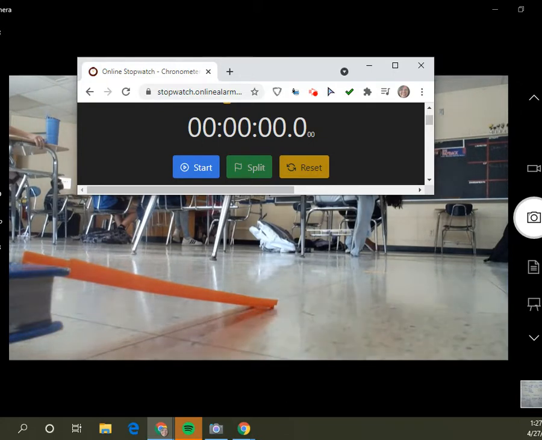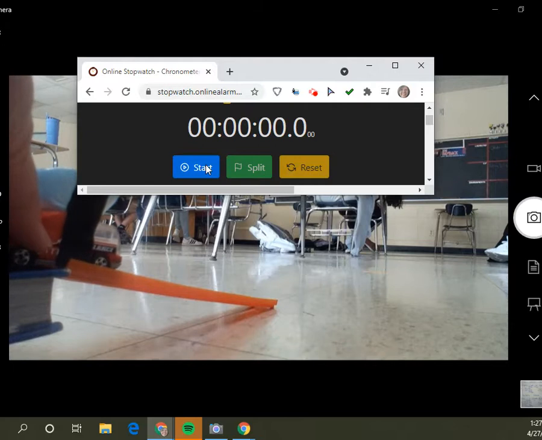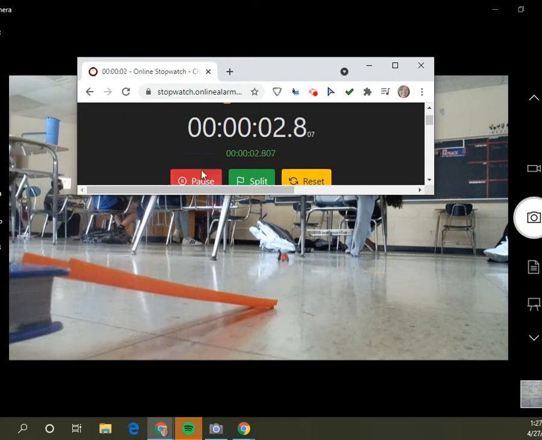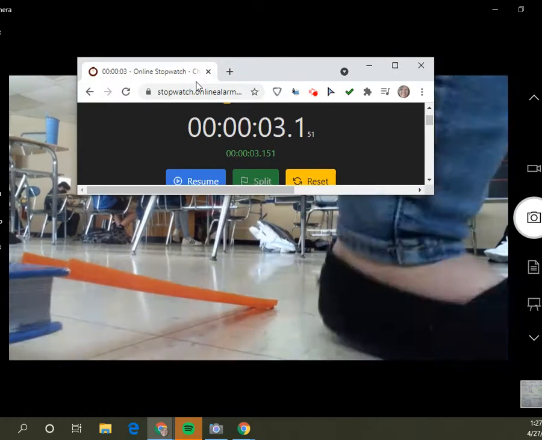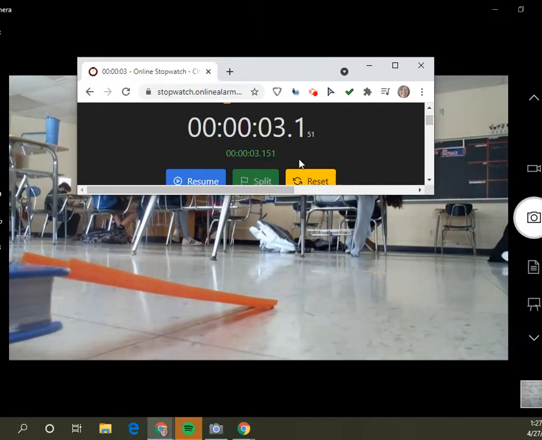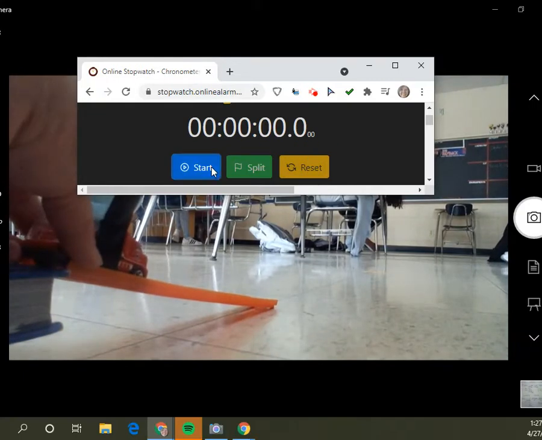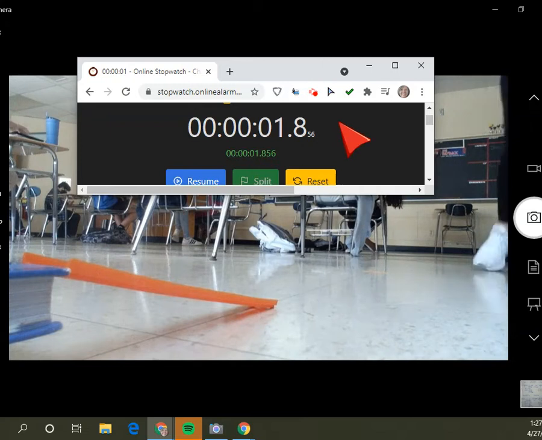All right. So we're going to put our car at the top of the ramp. I'm going to hit start. 1, 2, 3, go. We did not pause it at the right time. We'll give that one more try. Reset. Ready, set, go. 1.856 seconds.